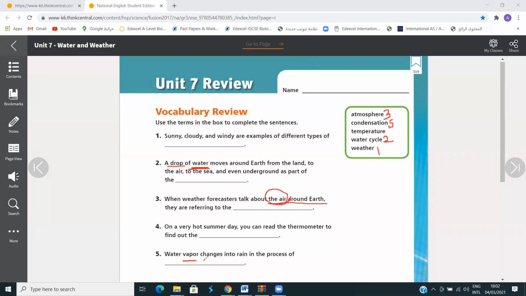Into rain here. Rain means liquid. Rain is water. So it changes from gas to liquid. When it changes from gas to liquid, that means condensation. Water vapor changes to water, condensation. All of them have the same meaning. And the last one, number 4, that is temperature, okay?